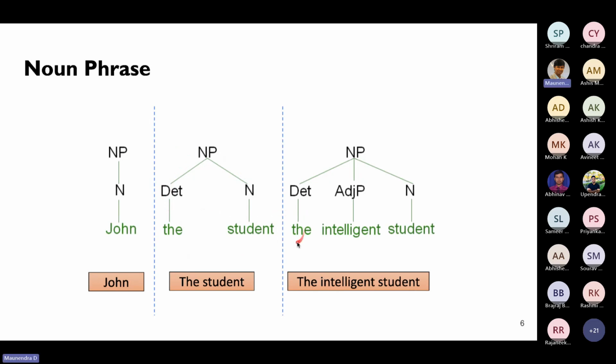Then it could be like the intelligent student, where the is a determiner, intelligent is an adjective phrase, and student is a noun. And the grammar will also have a rule like noun phrase can expand into determiner followed by adjective phrase followed by noun. So if you have the list of grammatical rules available with you, you can try to see how the sentence can actually be fit into those grammatical rules, so that we can get this kind of connected tree. But how to get that connected tree? That is the parsing task that we are talking about.